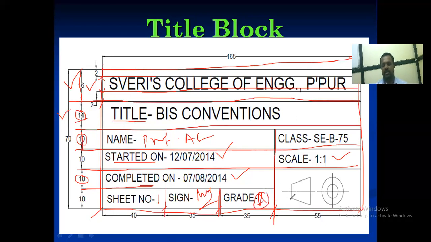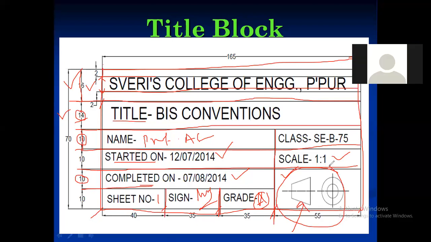And see, this is the projection method, whether it is first angle method or third angle method. So can you tell me whether this symbol is for the first angle or third angle? Yes, please tell me. First angle. Okay, it will be the first angle. And if it is reverse, that time it will become the third angle.